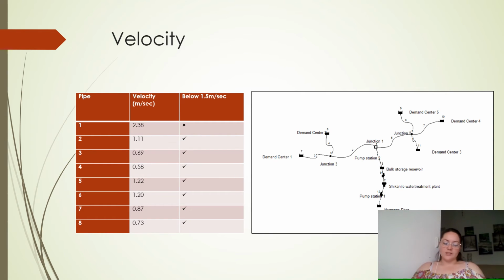For the head losses, the criteria said that the head loss needs to be less than 10% of the available head. The head loss for pump 1, which is from the river to the water treatment plant, was at negative 22 meters, and for pump 2, which is from the water treatment plant to the bulk storage reservoir, was negative 35 meters.